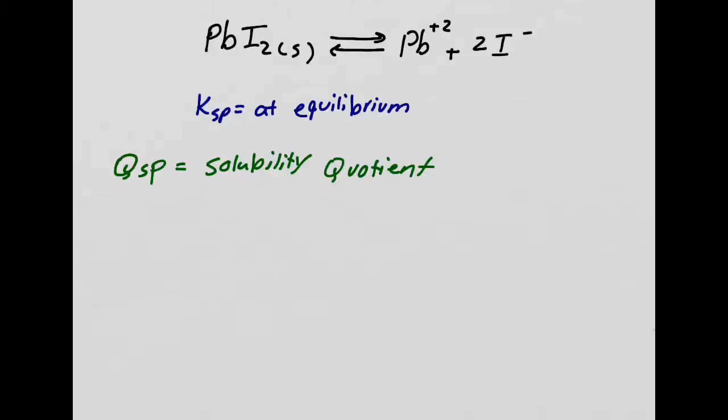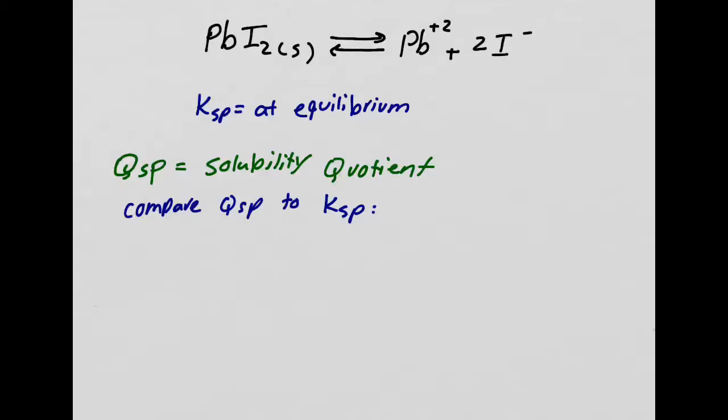Okay. Now what we are going to do, and if you know that, you have to compare Qsp to Ksp to figure out where we are. Are we at equilibrium? We're not at equilibrium. What's going on? Again, Qsp is the same formula as Ksp, but the concentrations are not necessarily at equilibrium. They are the concentrations we have right now during the reaction. So we're going to compare Qsp to Ksp.